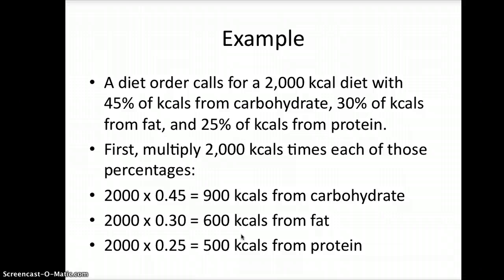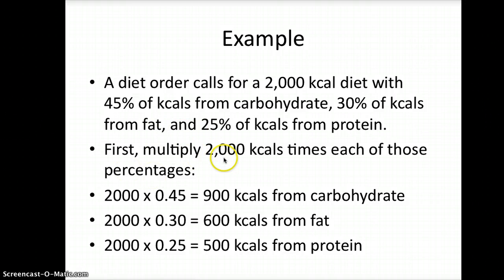Let's say the diet order calls for a 2,000 calorie diet with 45% of calories from carbohydrate, 30% of calories from fat, and 25% of calories from protein. You'll notice that these add up to 100%. They always need to add up to 100% because this is where all your calories come from, either carbohydrate, fat, or protein. So they have to add up to 100%.